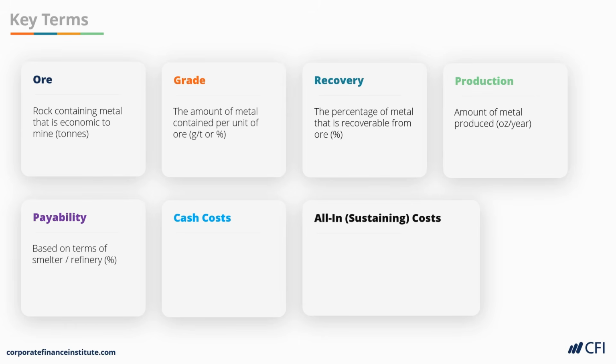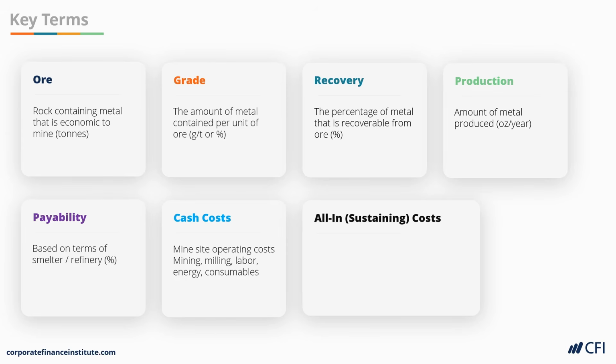Payability refers to the amount that smelters or refiners will pay per ounce of precious metal. So typically it's 99% or higher. The difference between 99% and 100 represents their fee. The cash costs are the mine site operating costs to actually produce and sell the gold. It includes things like mining, milling, labor, energy, and consumables.